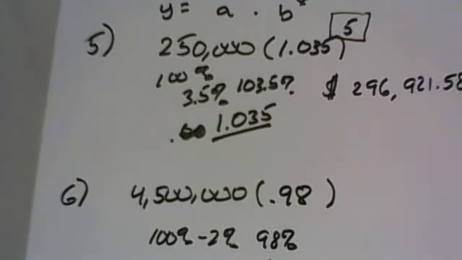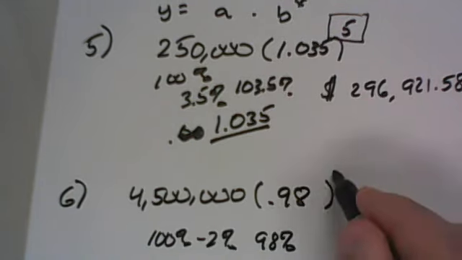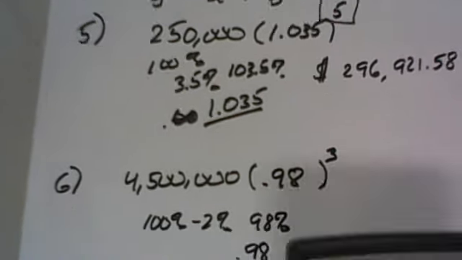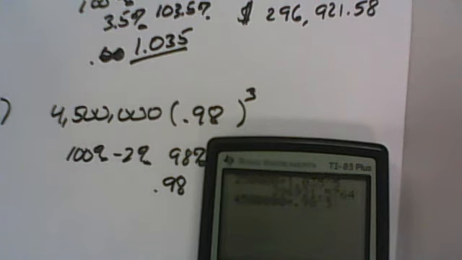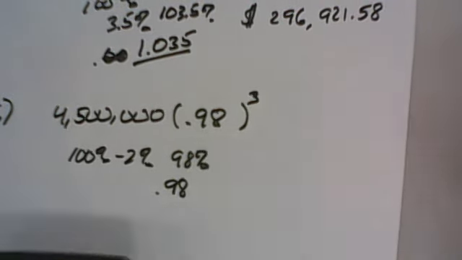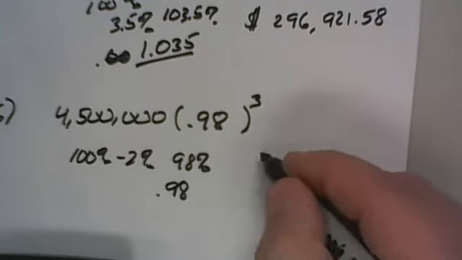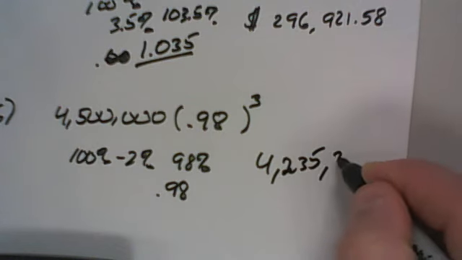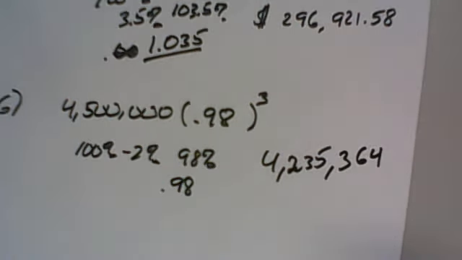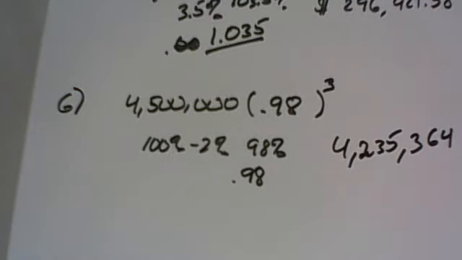For part A, it asks how much of the forest should be left after 3 years, which means we're going to raise that to the 3rd power. With our calculators, we will have 4,500,000 times 0.98 to the 3rd power. That is 4,235,364 acres left. And you can see that that is decreasing from 4,500,000.